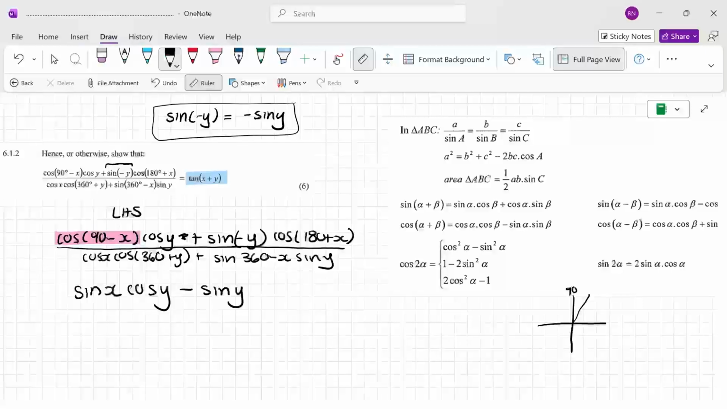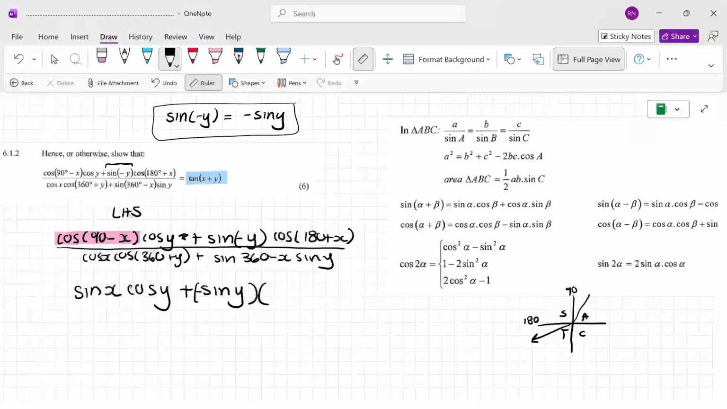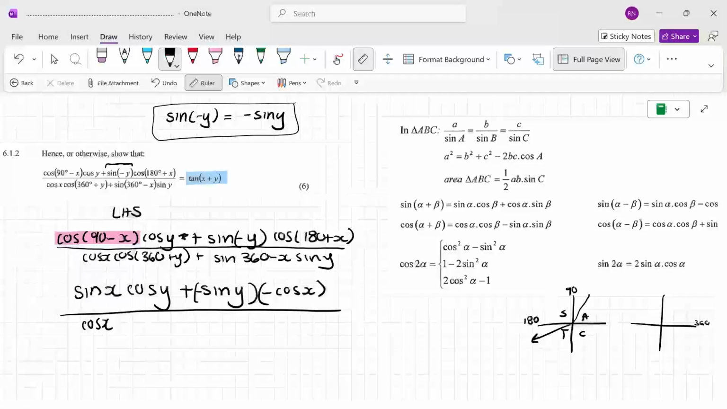And then cos of 180, actually, let's make it a plus here and then just leave it on minus there. Cos of 180 plus x, this is 180. This is 180 plus x. Cos is negative in that quadrant, so this is going to be negative cos of x, right? All over cos of x, cos of 360 plus y. So 360 is here, right? So we've gone 360 and then we add a little bit. So that's just still in the first quadrant.